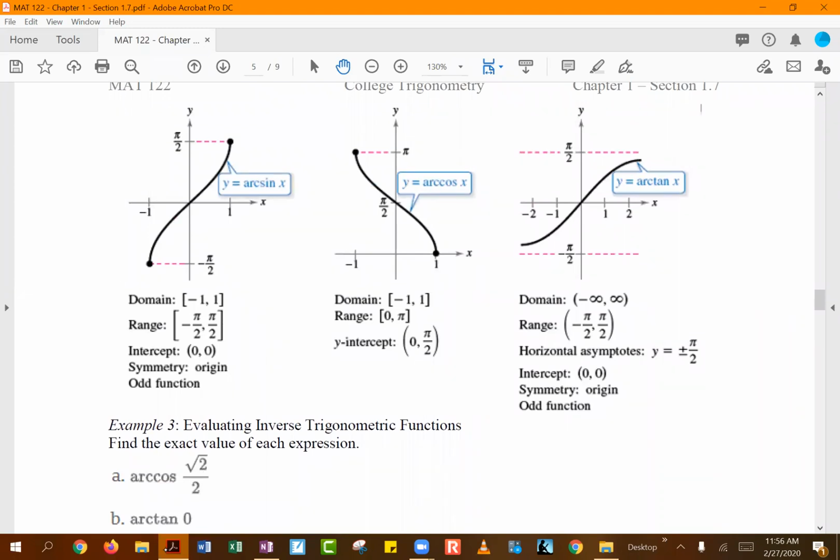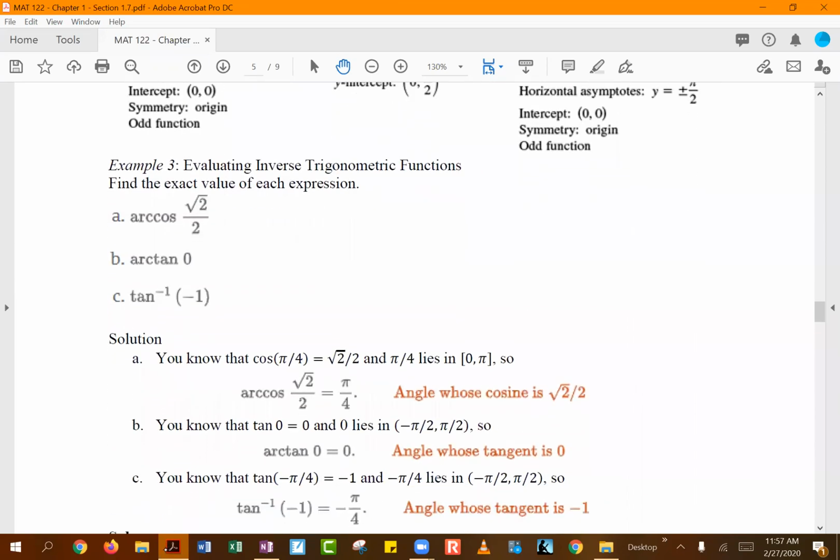Are we okay so far, especially that relationship between the original function and the inverse function? Some of this will just come down to remembering what that domain and range is and how we are restricting it. So let's look at how we can evaluate these cosine, arctan functions here.